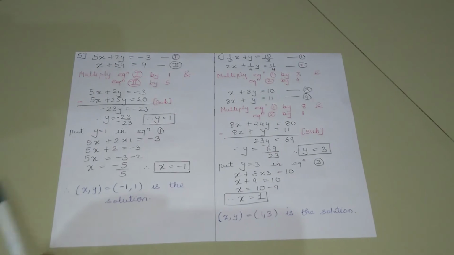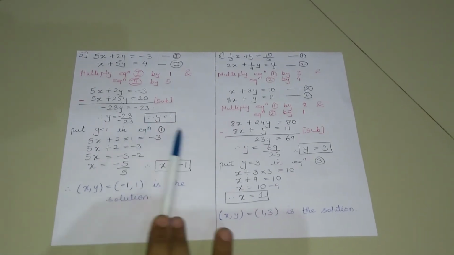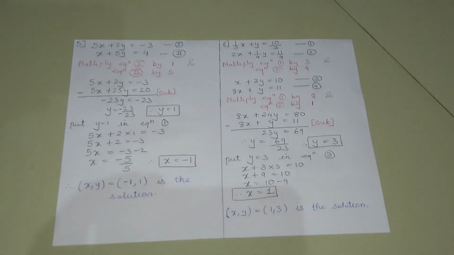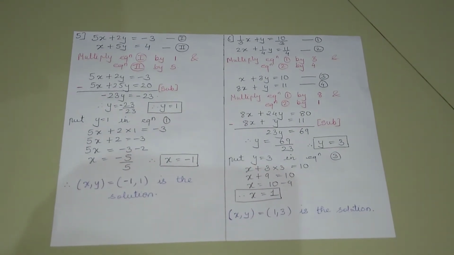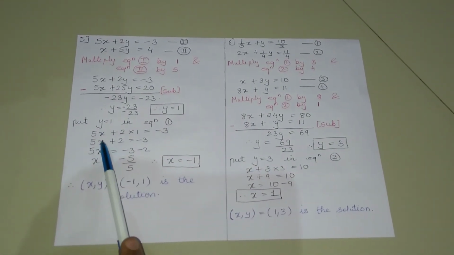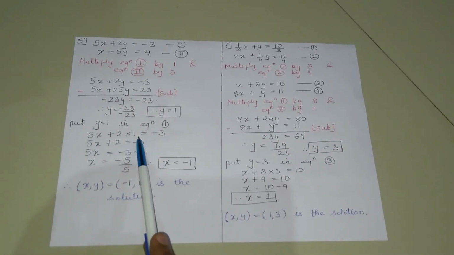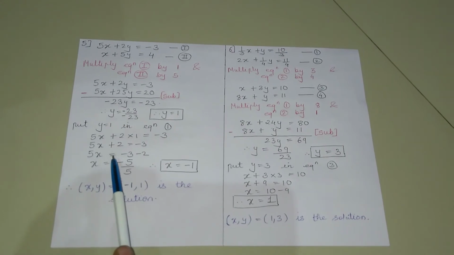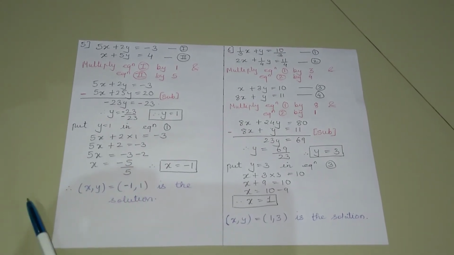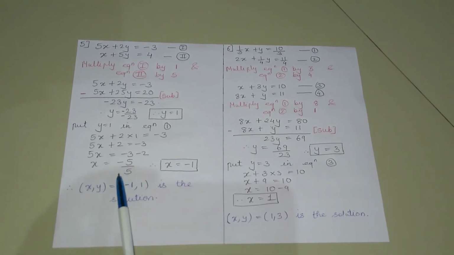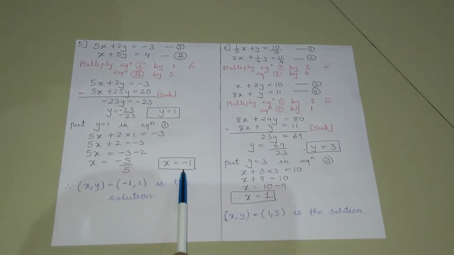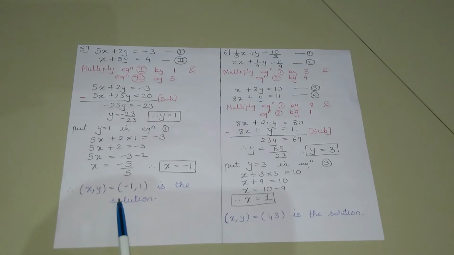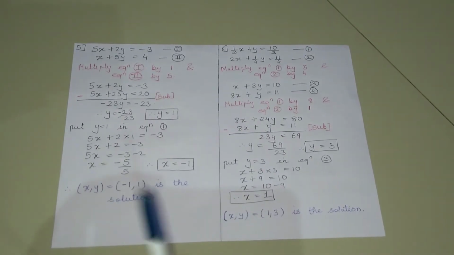Now minus 23y is equal to minus 23, so y will be equal to 1. Okay, so putting y equal to 1 in equation 1, what we get is 5x plus 2 into 1 is equal to minus 3. Okay, so 5x is equal to minus 3 minus 2. So x is equal to minus 5 by 5, which means x is equal to minus 1. Okay, so x comma y is equal to minus 1 comma 1 is the required solution.